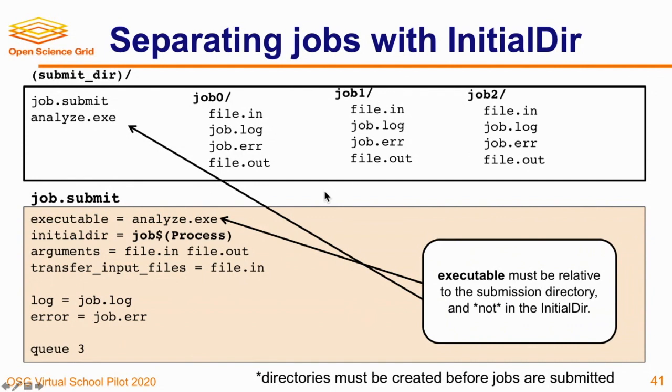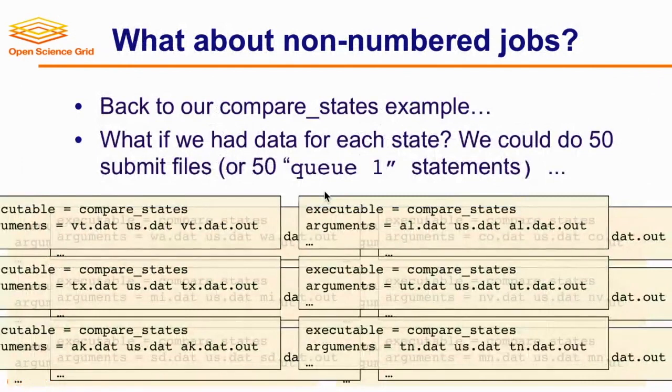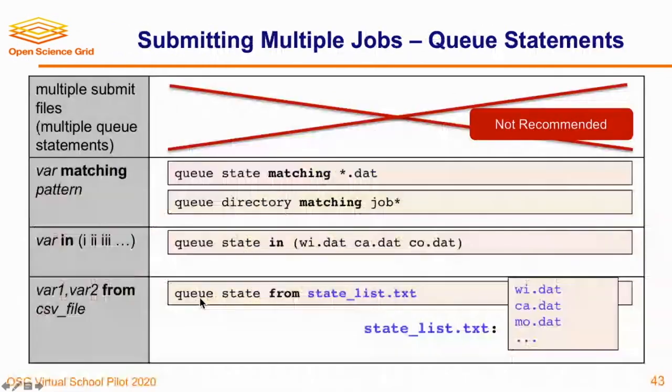So what about non-numbered jobs? I promised you that we'd get here, and this is what actually most people's scenarios are, and there are some really neat tools in Condor that help us with this, so that you don't have this scenario of needing to write a different submit file for each state that you want to compare, if we're thinking back to our compare states example from the very beginning.